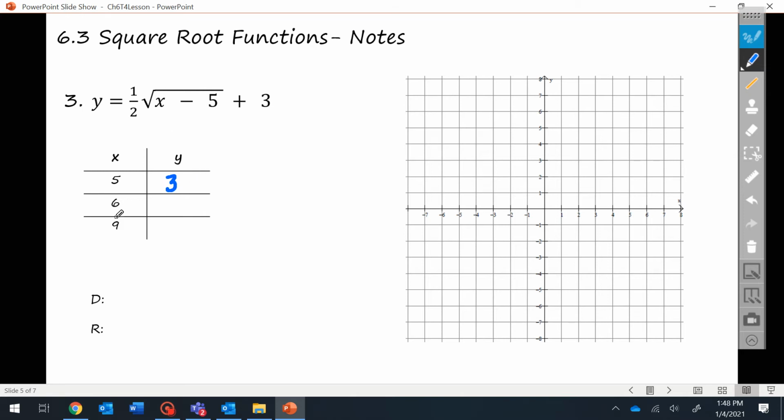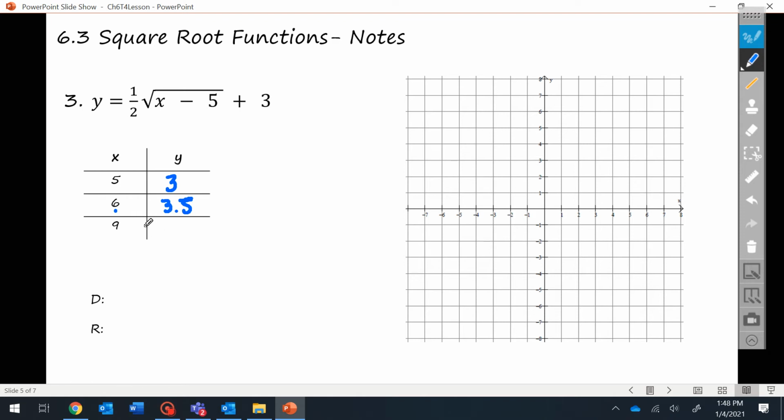And next we want to plug in x values, specifically x values that will turn the radical into a perfect square. So 5 minus 5 is 0. The next one we would pick is 6 because 6 minus 5 is 1, which would give us the square root of 1, which is just 1. So you got 1/2 times 1 plus 3, or 1/2 plus 3, which is 3.5.